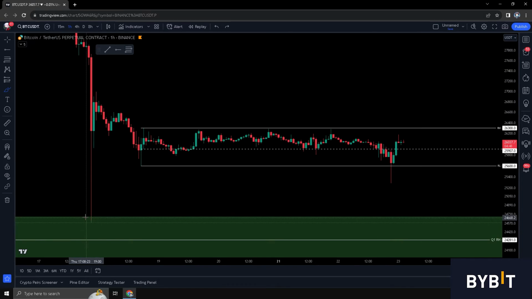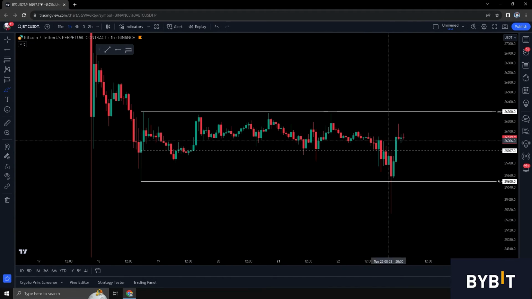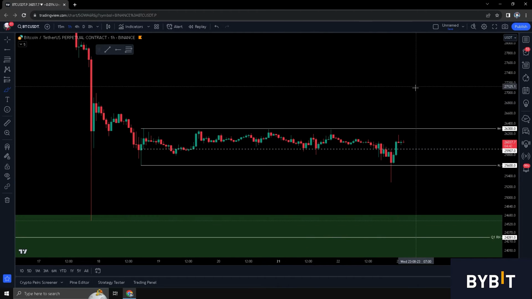Alright, so unless price closes below this higher time frame range low, we are not bearish, we are bullish here on the lower time frames, looking for longs to the upside, filling imbalances.